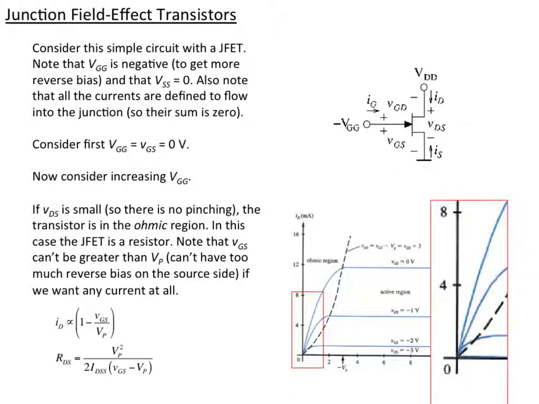I should note that when you have 0 gate voltage, the maximum current that you can get is called IDSS. That's the current between the drain and the source at saturation. So this is called the ohmic region of operation because you're basically operating it like a resistor. When you get up into this region, you're in the active region.